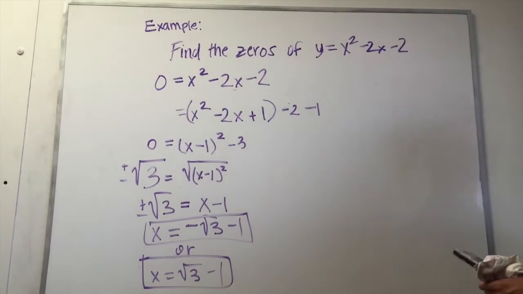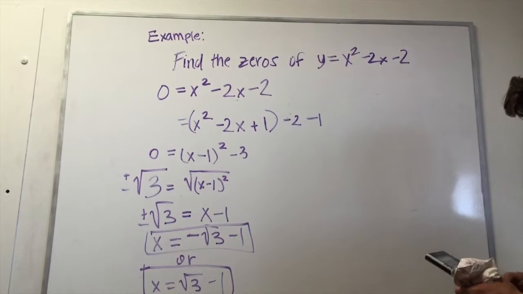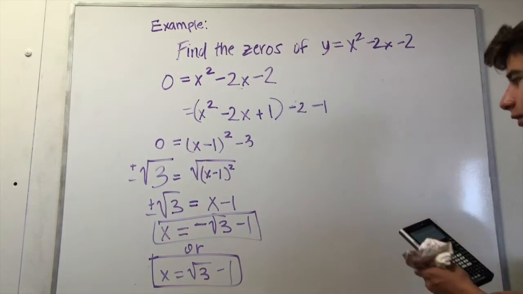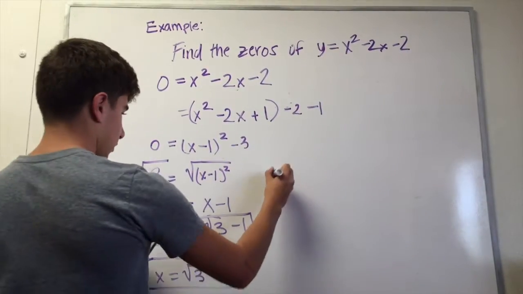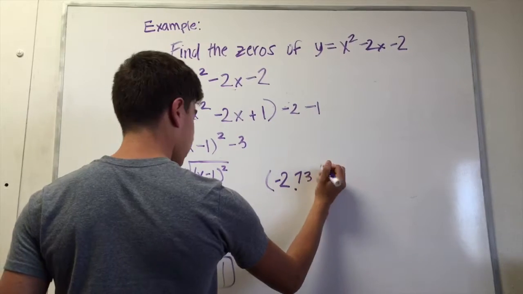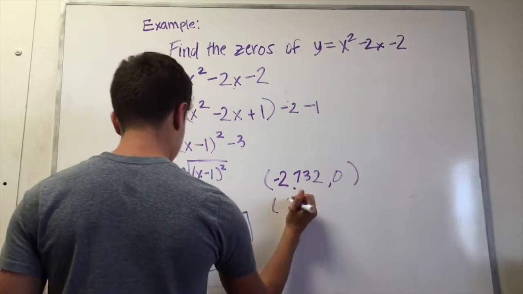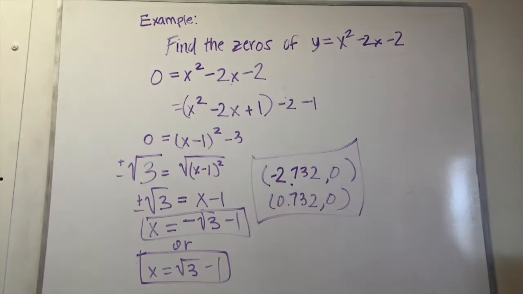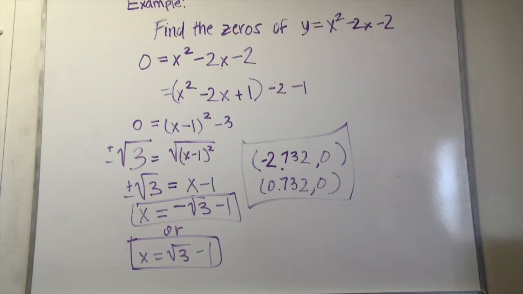From here, we will now have two equations. We'll have x equals negative square root of 3 minus 1, or we'll have x equals the square root of 3 minus 1. Now that we have both of these x values, we can plug them both into the original parabola. By using our calculator, you will get either negative 2.7320 or 0.7320. These are the x-intercepts of the parabola.